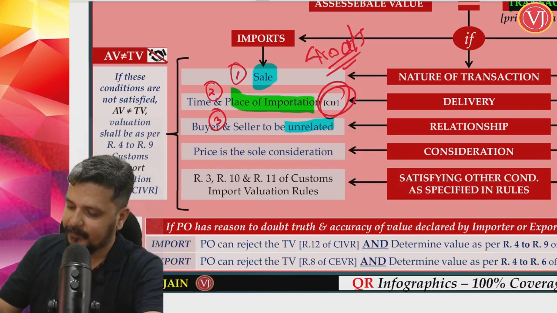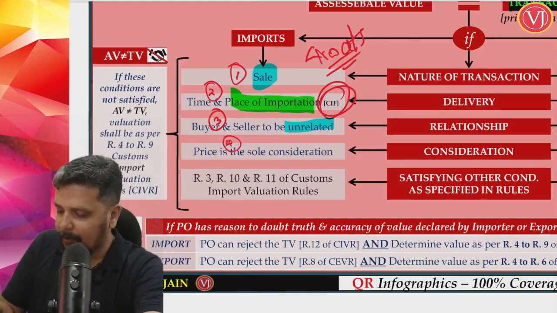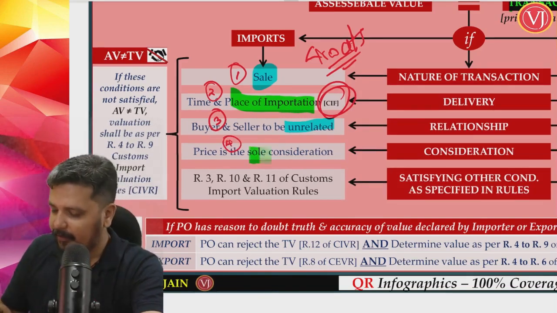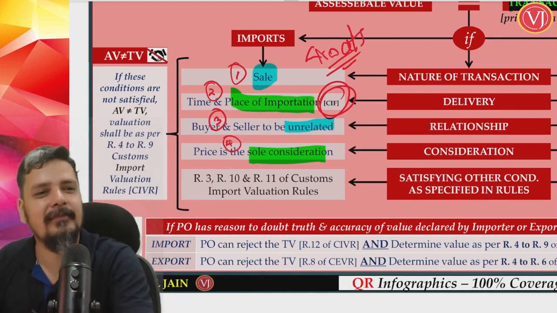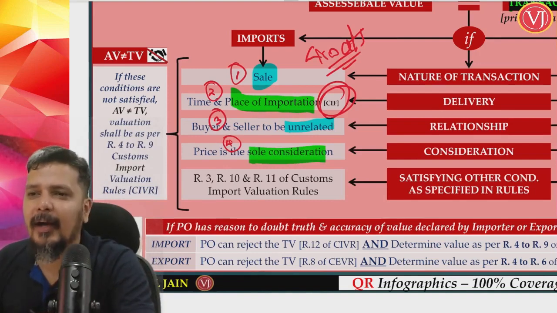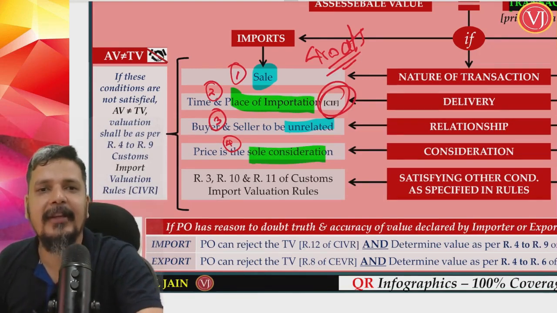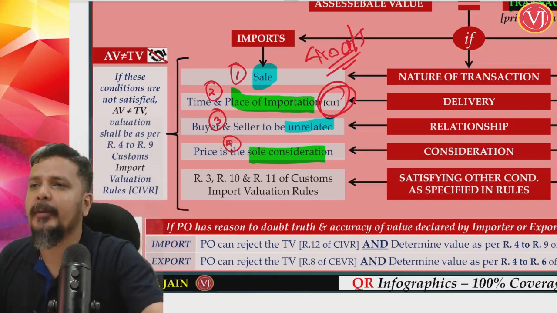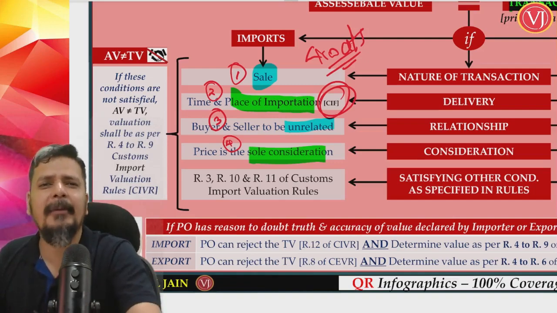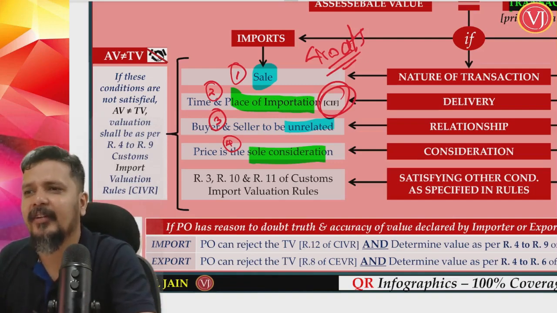Fourth, price is the sole consideration. If you see third and fourth, it is the same: unrelated party transaction, price is the sole consideration. What is extra given? The transaction should be that of sale. Because when you talk about import and export, it need not be actually a sale transaction.